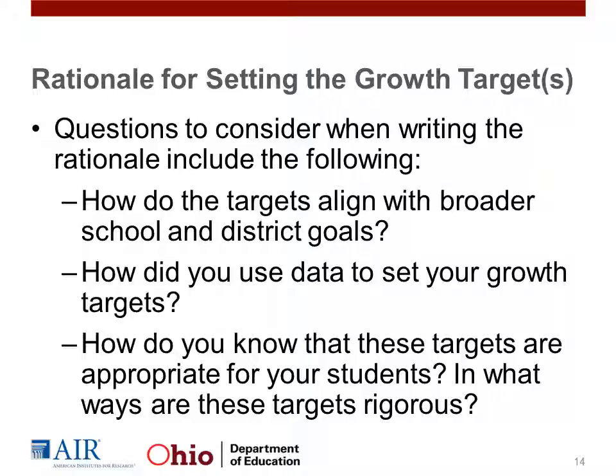Finally, how do you know that these targets are appropriate for your students? Think about how you set your growth targets and the information you use to inform the targets. Think about the data you used and any other information, such as expected growth information from a vendor or district, to determine what expectation would be rigorous yet appropriate. Think about how the targets require all students to demonstrate growth and how the targets move the lowest performing students toward proficiency.